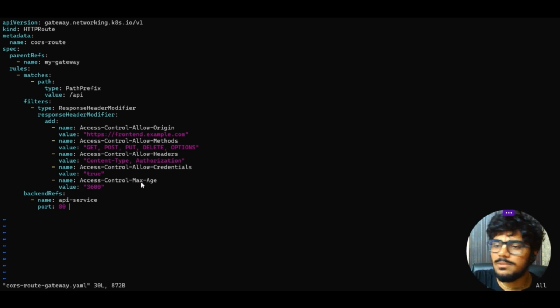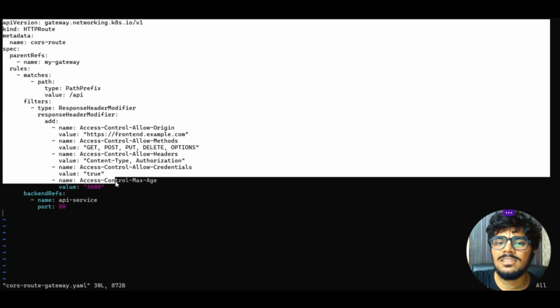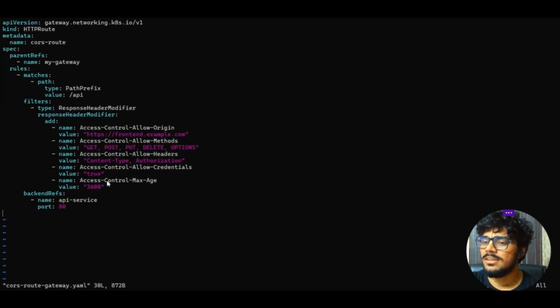And then the access control maximum age. So this particular age is in seconds. So that's why 3600 seconds means 60 minutes, which is 1 hour. So 1 hour is the whole access control maximum age. The same request can't be handled for 1 hour if it is being processed once. And the backend ref is the name and the API service port. So this whole course and the earlier one, the traffic splitting, both of those were HTTP routes.